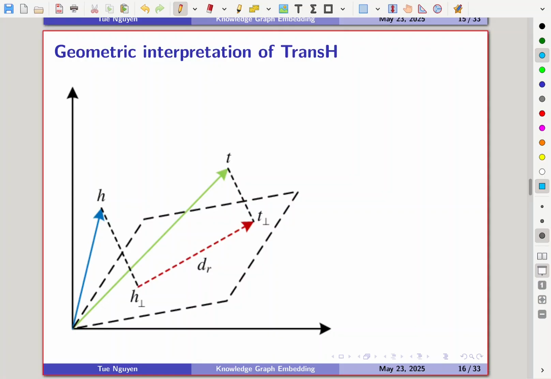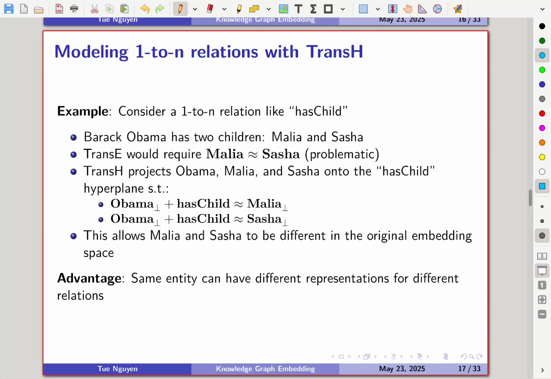And here is a geometric interpretation of TransH. This is the embedding space R^d. We have the head embedding, but now we project the head to the relation plane. Here's the plane for relation r, and we get the projection of the head. We do the same for the tail, and we do the translation. So now with TransH, we can model one-to-n relations, which is impossible with TransE.